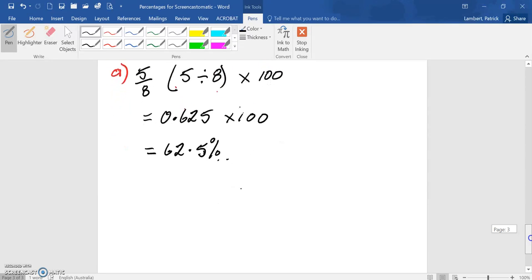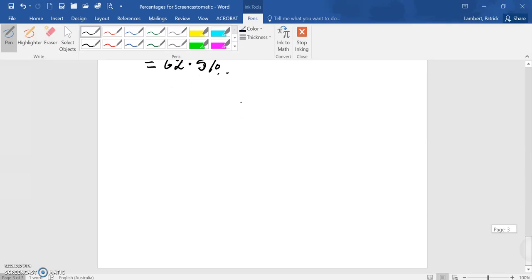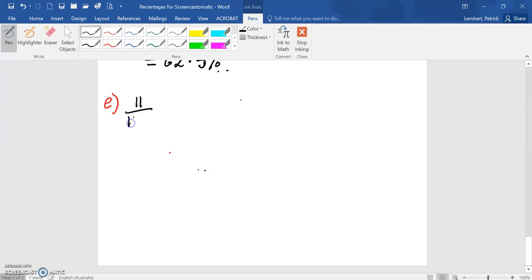We can then have a look at another one. Let's have a look at part E, which is an interesting fraction. What that is there is 11 over 125. We're still going to do exactly the same thing, because it's a process that we're learning. So that equals 11 divided by 125.